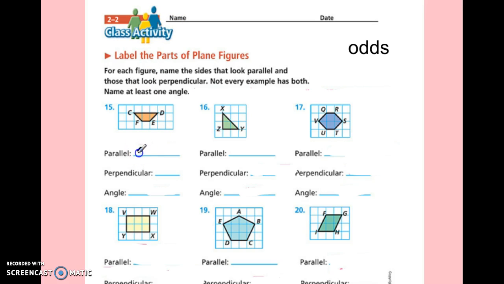So when I write this, again, I'm going to go ahead and write the letters. So I'll put C and D. And then I'm going to put the line above it to represent the line. And then I'm going to put F and E are parallel to each other. And again, I'll put the line above it to show that I'm talking about those lines. Okay. There are no perpendicular lines. There's no 90-degree angles in this case, so I get to skip that. And then I just get to label an angle, any angle that I see in here. So I'm going to do CFE. So I'm going to draw my triangle and write CFE. Okay. All right. We'll go ahead and let you try the next one here.